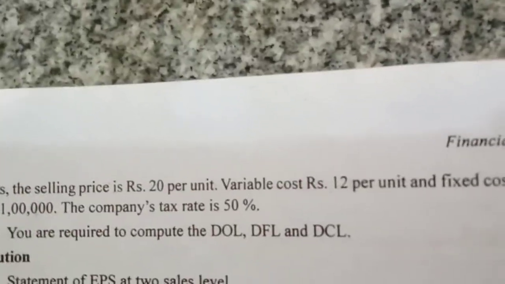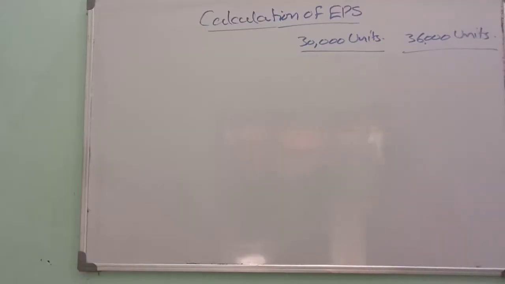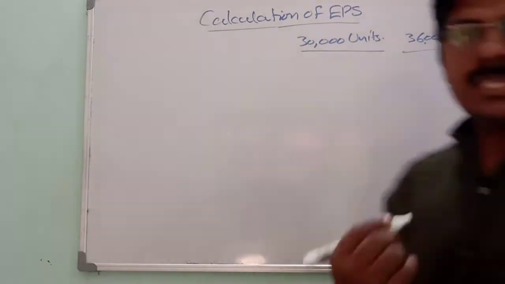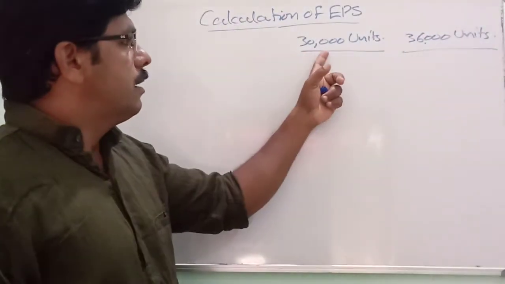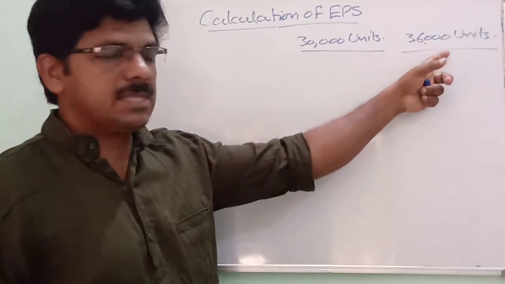Let us see how to solve this question. Okay. Yes, welcome back. Let us see how to solve this problem. Okay. Yes, sales 30,000 units, 36,000.